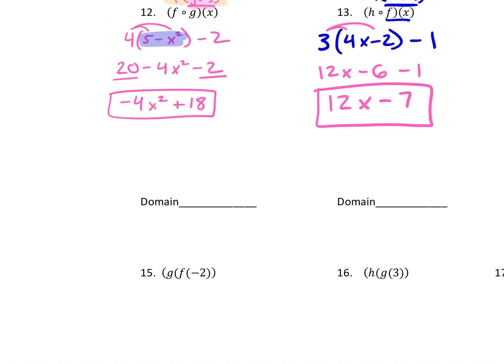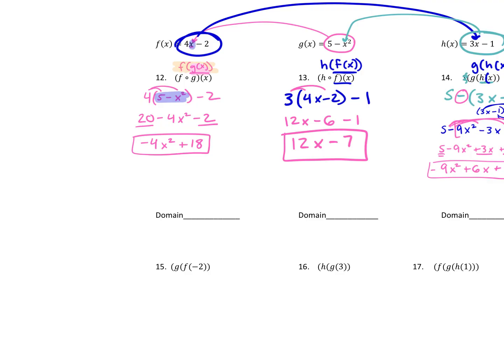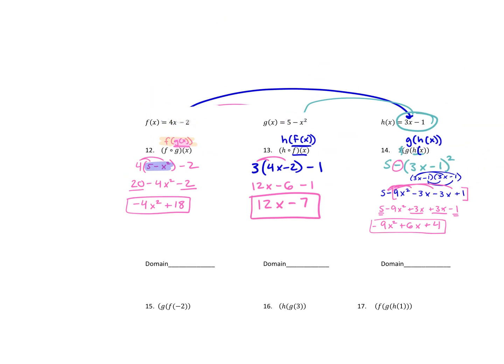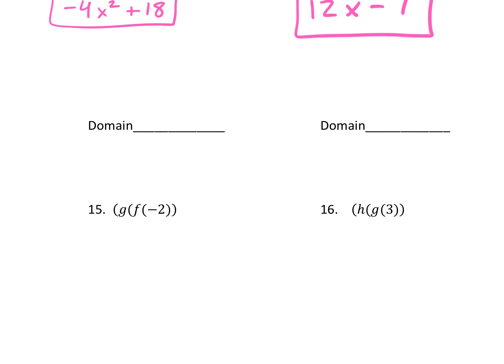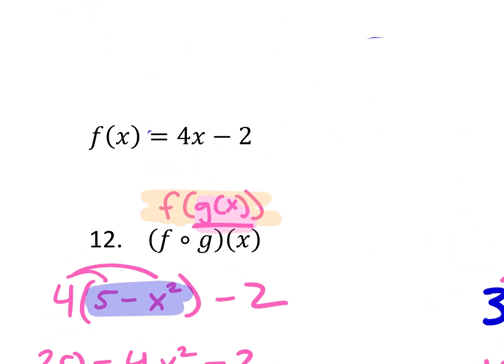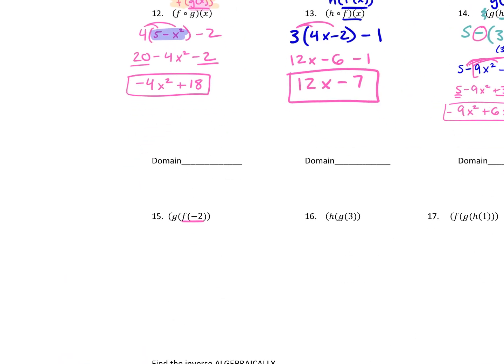All right, let's do number 15. So there's 2 different ways that we can do 15. We can plug in f into g first, just like we were doing, plug in f into g and then plug in negative 2, or we can start by plugging in negative 2 into f. So we always work from the inside out. So I'm going to start by plugging in negative 2 into f. So when I plug in negative 2 here, we have 4 times negative 2 minus 2. What's 4 times negative 2? And negative 8 minus 2? Negative 10. So f of negative 2 is negative 10.